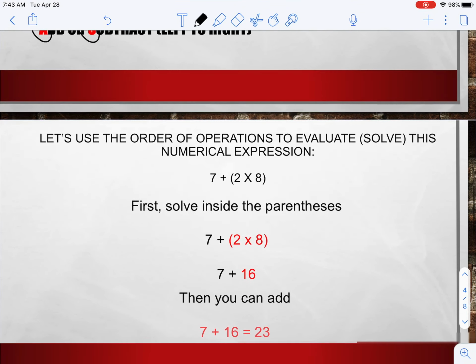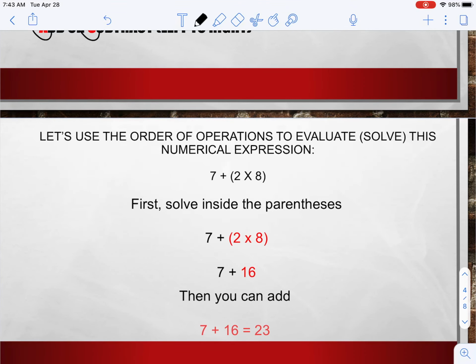So now we're going to look at an expression. Now this is a numerical expression. 7 plus parentheses 2 times 8. Okay? And it says first, solve inside the parentheses. Remember, please excuse my dear Aunt Sally. So the first thing we have to do is anything that's in the parentheses, no matter what it is. So I'm going to kind of show you, this is the parentheses.